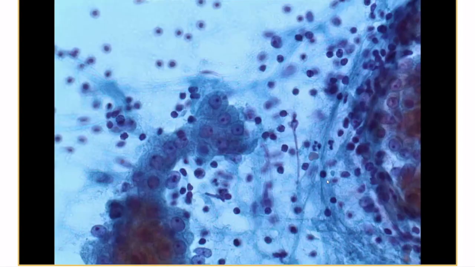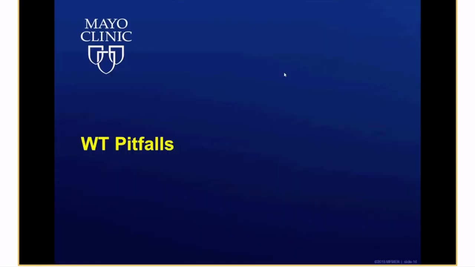So this is how classic Warthin looks. You have this background of lymphocytes and debris, and then you have this group of bland-looking cells with a low N/C ratio and abundant oncocytic cytoplasm. And this is a closer view. The cells are very uniform. You can sometimes have prominent nucleoli, but they have abundant granular cytoplasm, and they're very uniform. So no pleomorphism whatsoever, and a bunch of lymphocytes in the background. So what are the pitfalls you can have with Warthin?